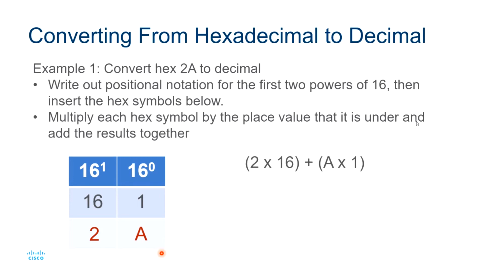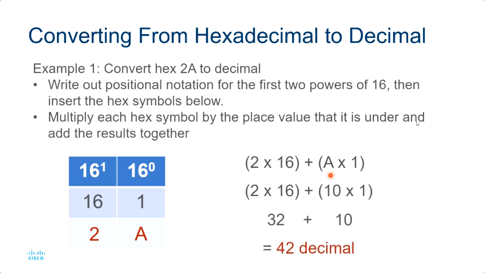So we get 2 times 16 plus A times 1. That gives us 2 times 16 plus 10, which is the decimal equivalent of A in hex, times 1, which gives us 32 plus 10, or 42 in decimal.